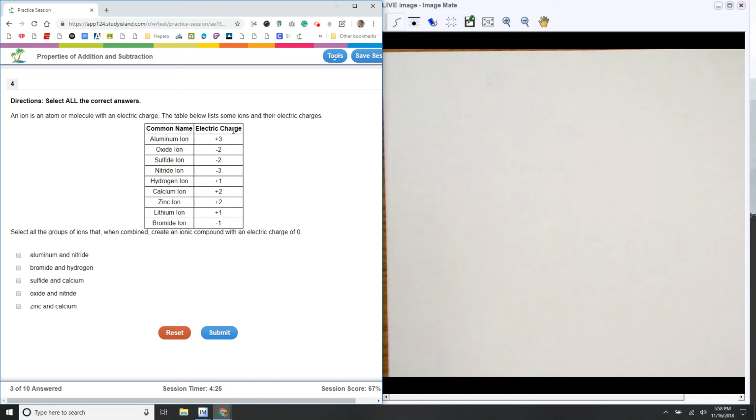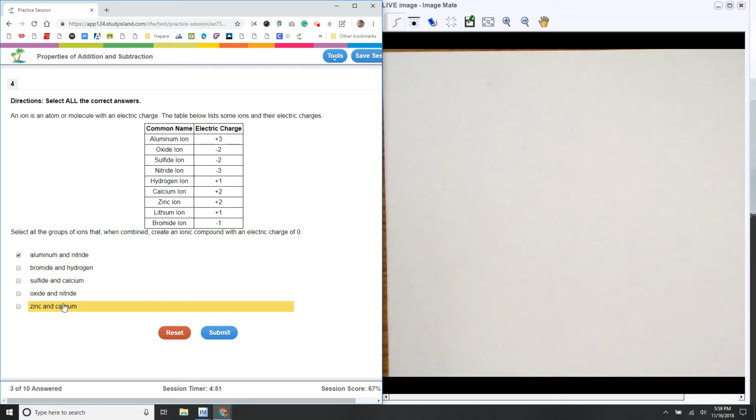Well, if they have a charge of 0, that means that they're going to cancel each other out with the positive and negative version. So, for example, aluminum ion, the very first one is +3. To cancel out its charge, we need to find something with a -3. So where's -3? Oh, there we go. Nitride. So aluminum ion and a nitride ion, those would cancel each other out. Is that one of our options? Yeah, aluminum and nitride.